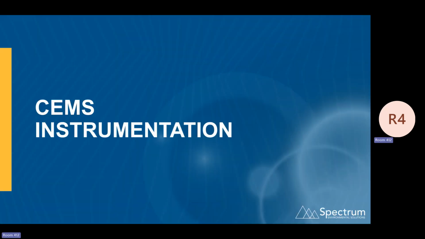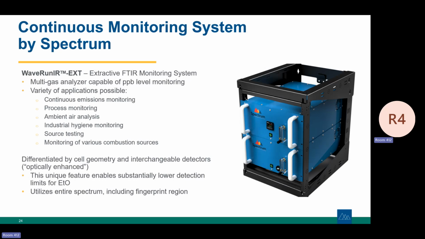Okay, so then we're going to talk a little bit about our instrumentation. This is our extractive FTIR that we use for this. It's not just our ethylene oxide analyzer. It can be customized to do many different things. So a CEMS, obviously, but also process monitoring, ambient air analysis, source testing, a multitude of different things.